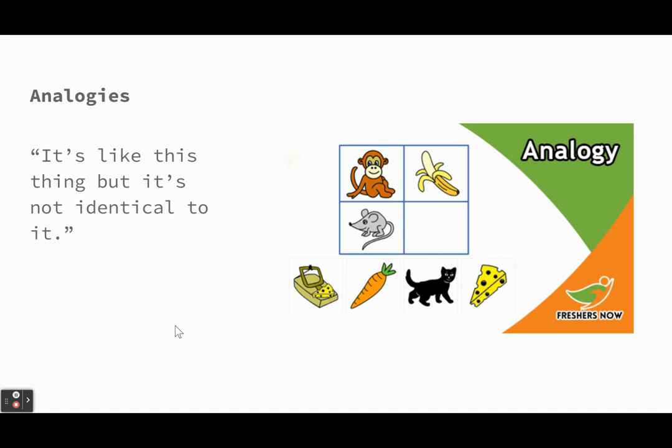Whatever sort of thing, you just made all of these analogies, and you were saying it's like this thing, but it's not identical to it. Cheese is not identical to a banana. The monkey and the mouse are not identical, but the cheese feeds the mouse. It's seen in stories as the favorite mouse food, and the banana is seen in stories as the favorite monkey food.